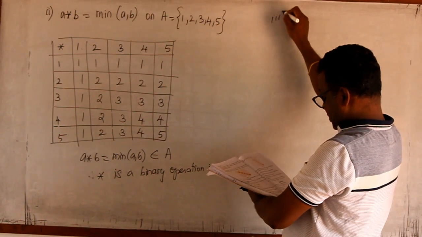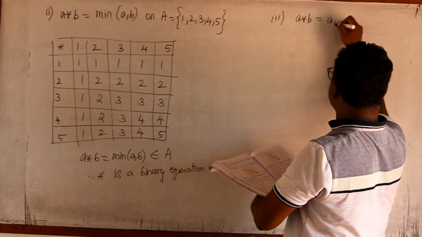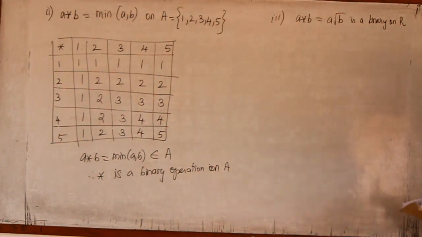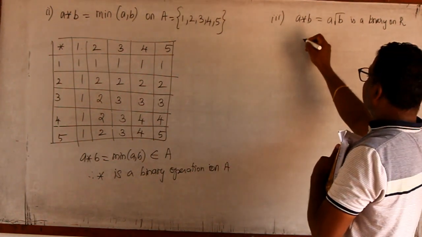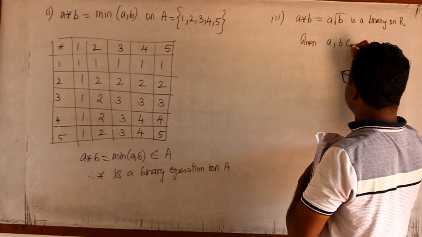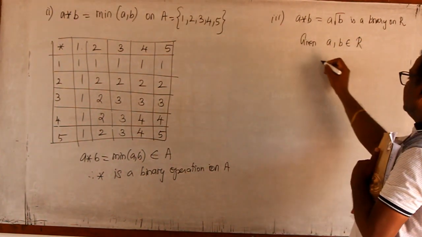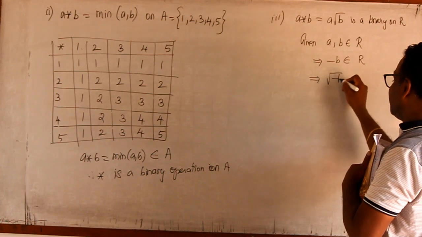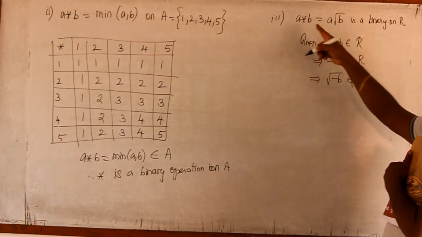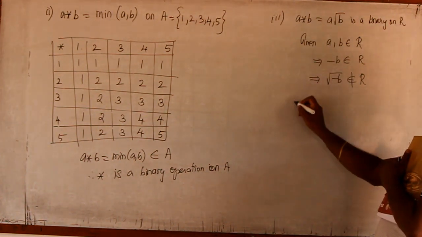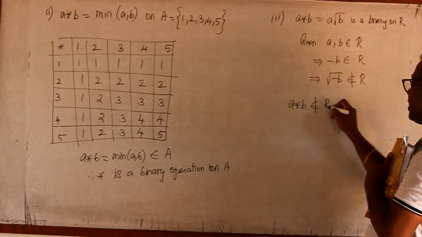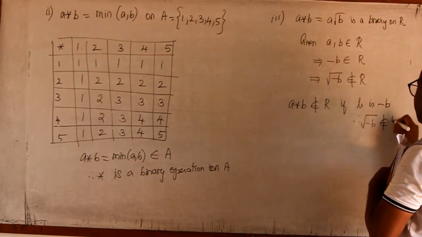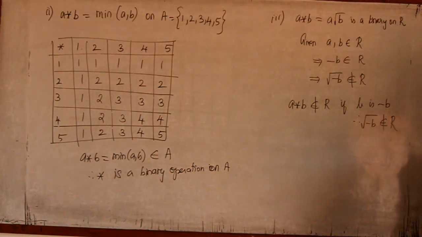Third, A star B equal to A into root B is a binary operation on R. Now, given A and B belong to R, this implies minus B also belongs to R. Then this implies root of minus B does not belong to R. So if B is negative, then A star B does not belong to R, because root of minus B does not belong to R. Therefore, here the star is not a binary operation in R.